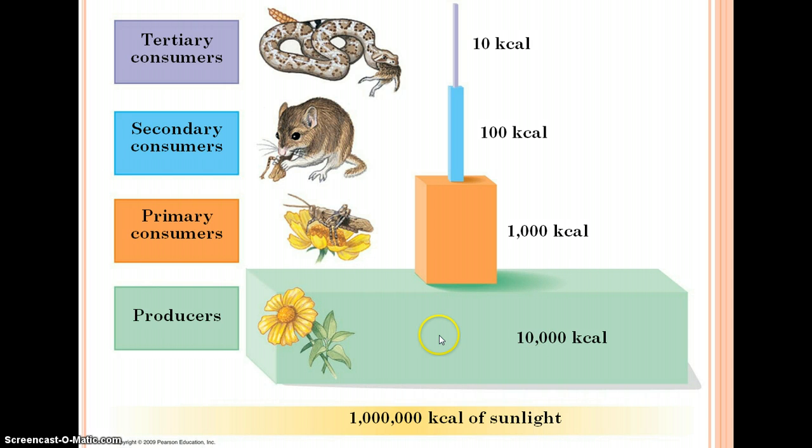So this is kind of an interesting graph to look at. So producers, kilocalories is a measure of energy. Okay, so anytime you see this right here, think it's a measurement of energy. As we go up the pyramid, look at how much energy we're losing. Okay, so the grasshopper only gets 1,000 calories out of the 10,000 that the flower got from the sun. And look here at the mouse, only got 100 calories out of the 1,000 from the grasshopper. And then tertiary, they get the least. Okay, that's why they have to eat probably a lot more frequently, because they don't get enough energy.